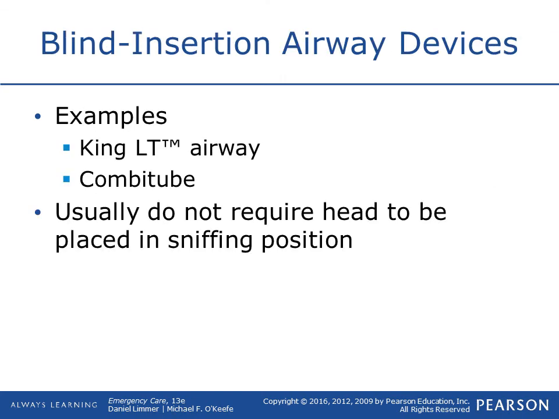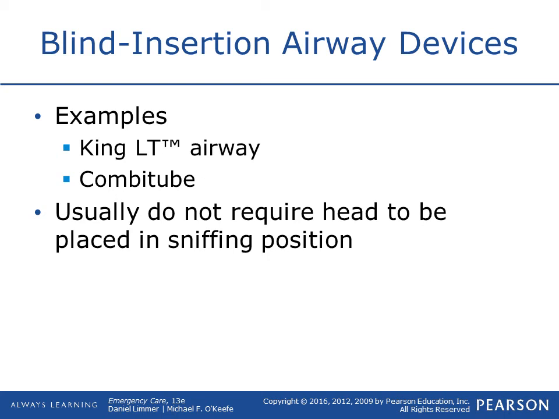Now the blind-insertion airway devices, this is what the EMT uses as an advanced airway. The most common one anymore is the King airway. That's probably what the majority of the country's doing now, and most predominantly in this area, this is what everybody's using, the King airways. The Combitube's still out there, just not nearly as common as it used to be.